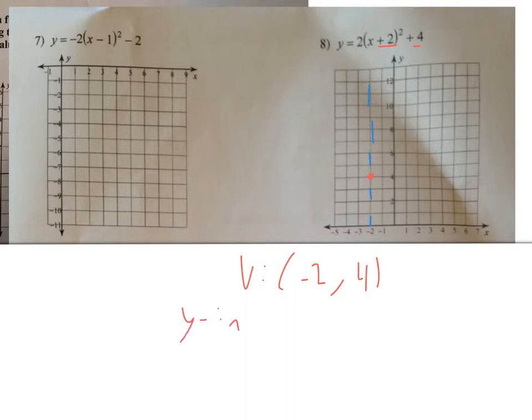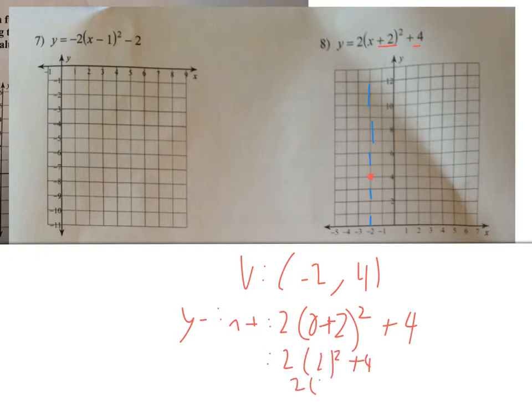So for the y-intercept, we plug in 0 for x. So 2 times 0 plus 2 squared plus 4. 2 times 2 squared plus 4. We have to do exponents next, so 2 times 4 plus 4. And then we have to do multiplication, so 8 plus 4. And then finally, our addition is going to be 12. So we do have a spot right there for our y-intercept, and then another matching one over there. And then we can just draw our parabola.